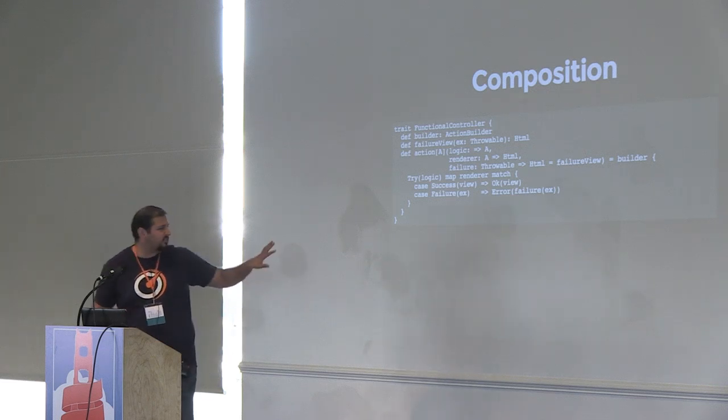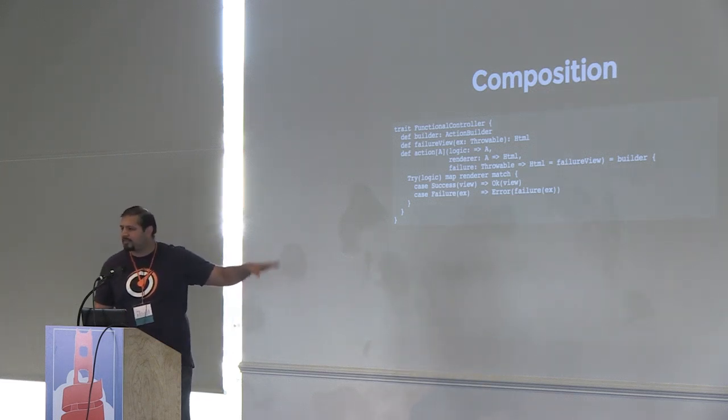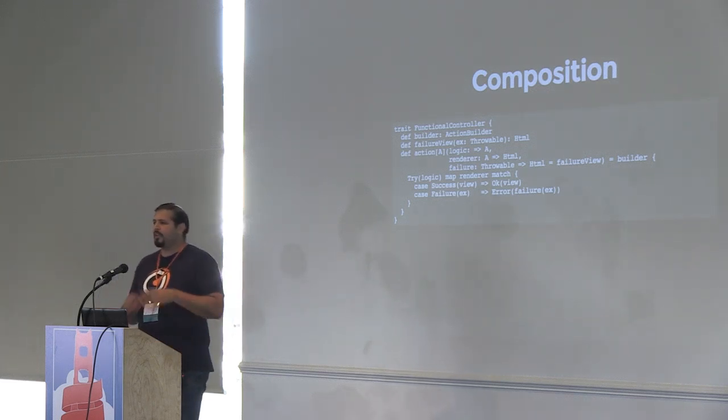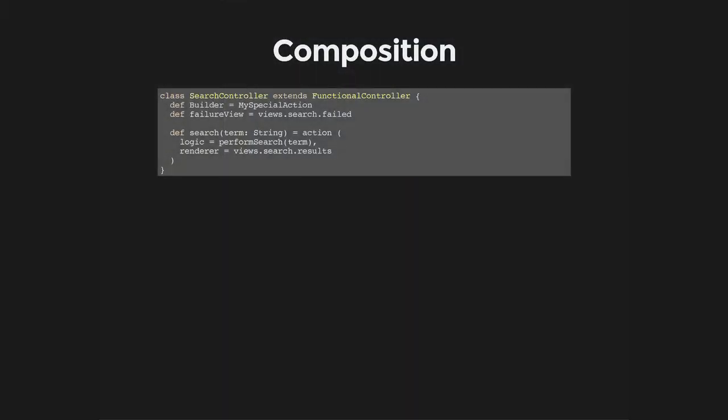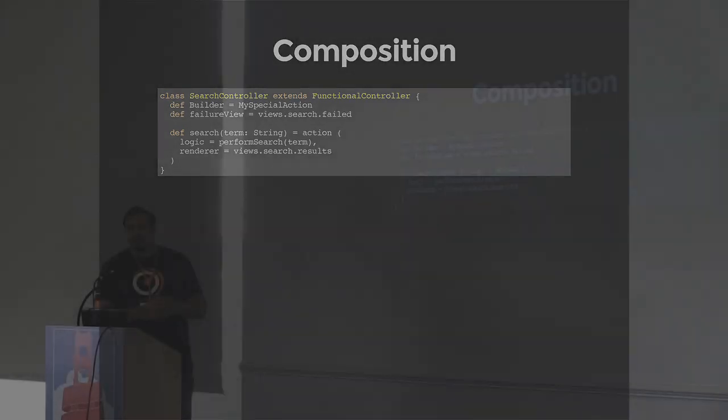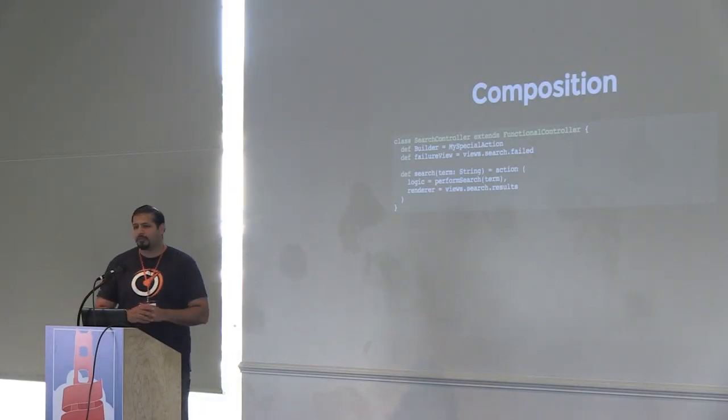And again, there's some pseudocode in here just to make things simpler. I didn't want to have explosive code. And effectively, this is kind of like framework components. So I guess you're allowed to be a little bit more verbose here. So this is what the usage looks like. So now I have a search that takes a term, which is an action whose logic is the search, and whose renderer is the view for the search.